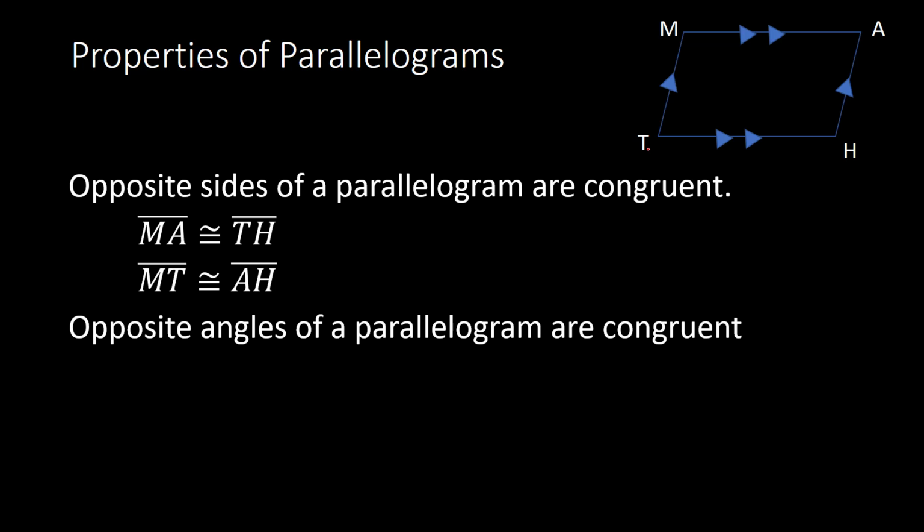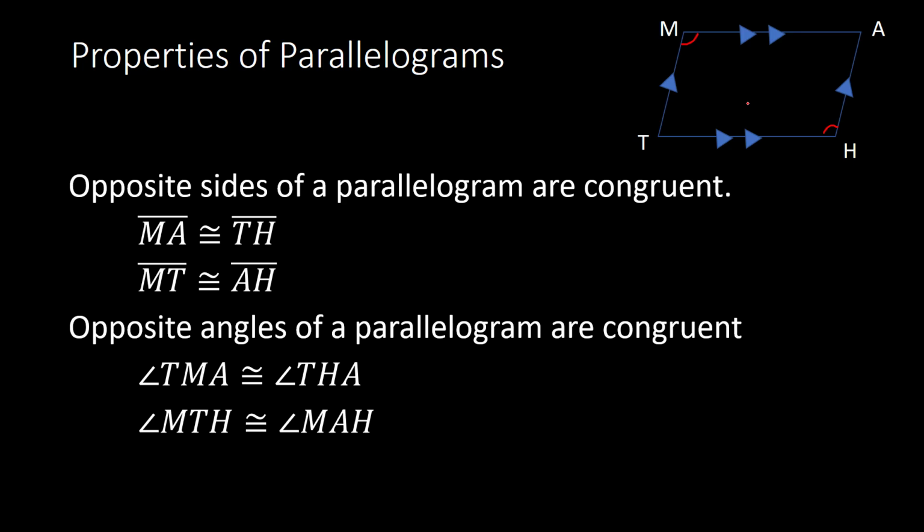Another property is that the opposite angles are congruent. So you're looking at angle TMA. So this angle right here would be congruent to angle THA, which is this angle. So those angles are across from each other. And then angle MTH right here would be congruent to angle MAH right here. So the opposite sides are congruent, the opposite angles are also congruent.